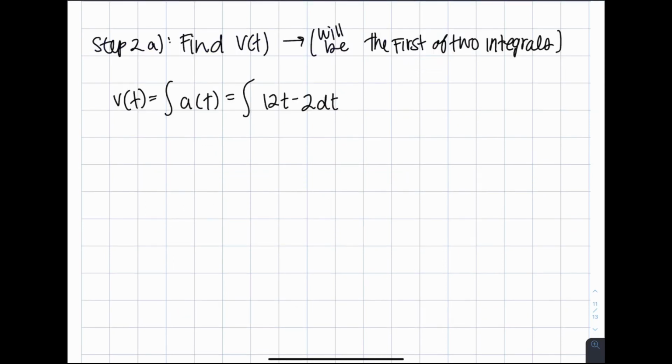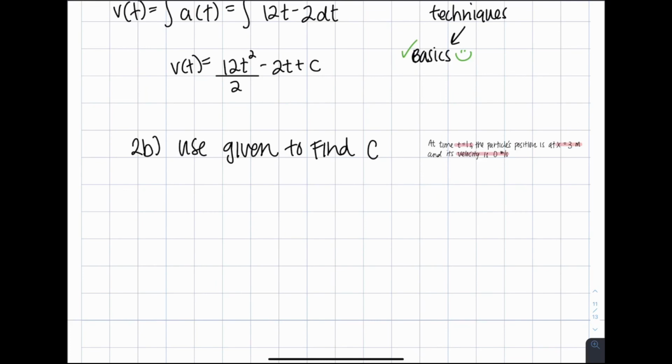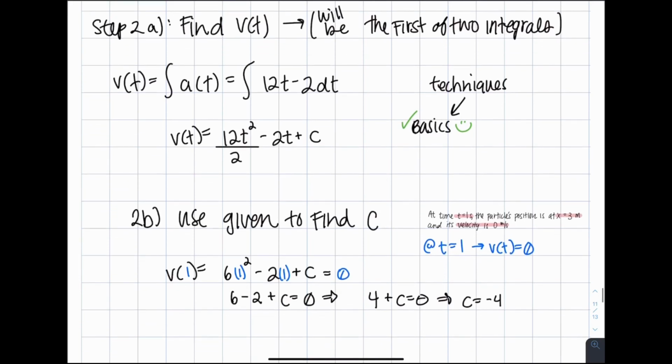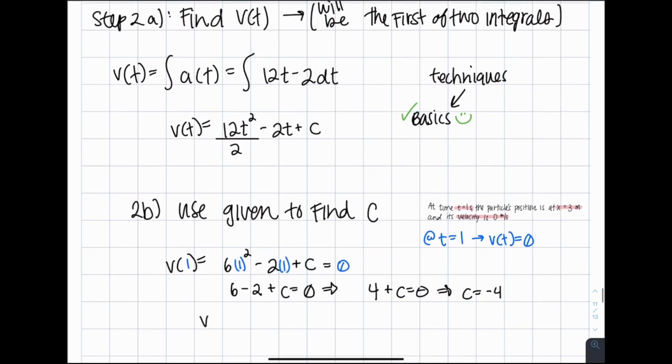We'll take the integral of 12t minus 2 dt. We are left with a constant, which we will now use our given information to solve for. We are told that at t equals 1, the velocity is equal to 0 meters per second. So if we substitute 1 for our t and set the equation equal to 0, we can then solve for c. And we end up with c equals -4. Now we can finish writing our velocity equation.